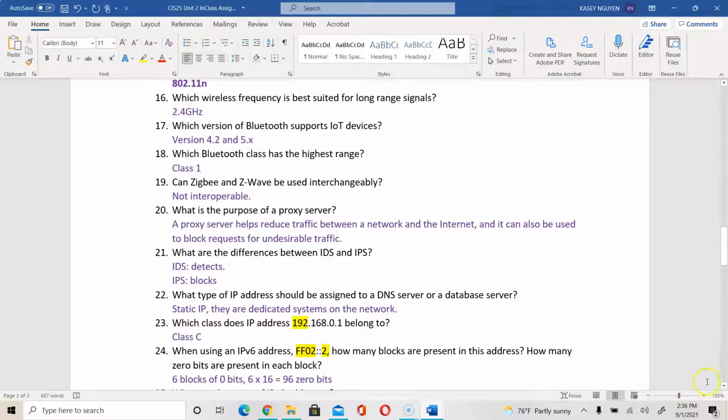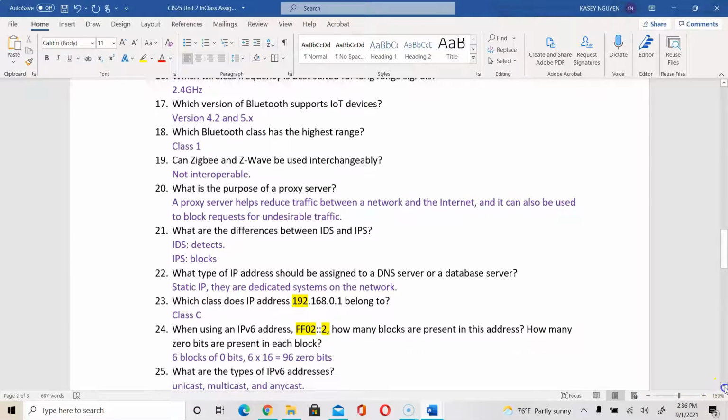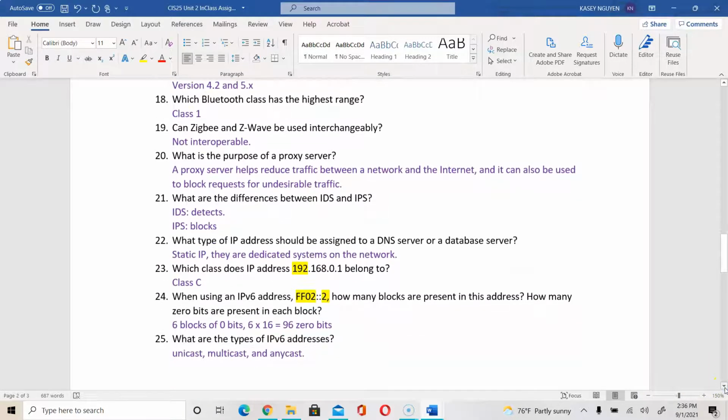So in question number 22, what type of IP addresses would be assigned to a DNS server or a database server? We would use a static IP because those are dedicated systems. They're servers that would be connected. We don't want the address to change, and so we would want to use the static IP.